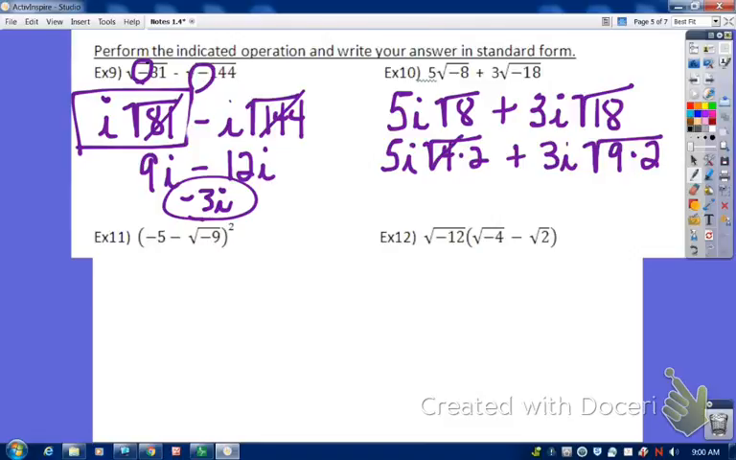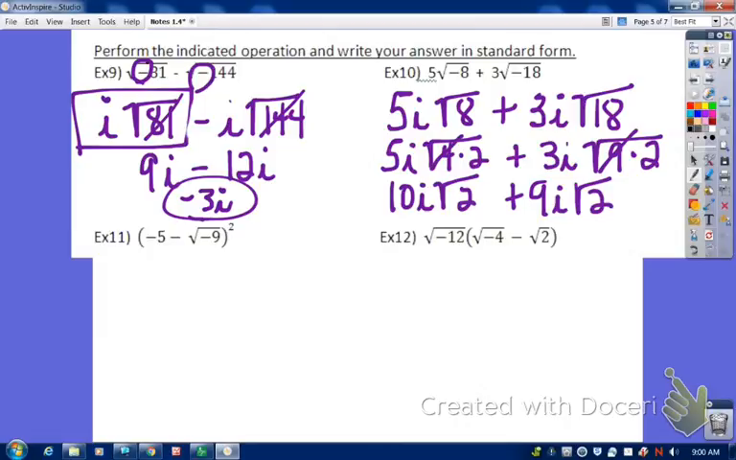Then what are you going to do with 5i square root of 4 times 2? Take the square root of 4, which is 2. What are you going to do with the 2 when it comes out? 2 times 5i is 10i, square root of 2. Then you're going to take the square root of 9, which is 3. 3 comes out. 3 times 3i is 9i. And then you have square root of 2.